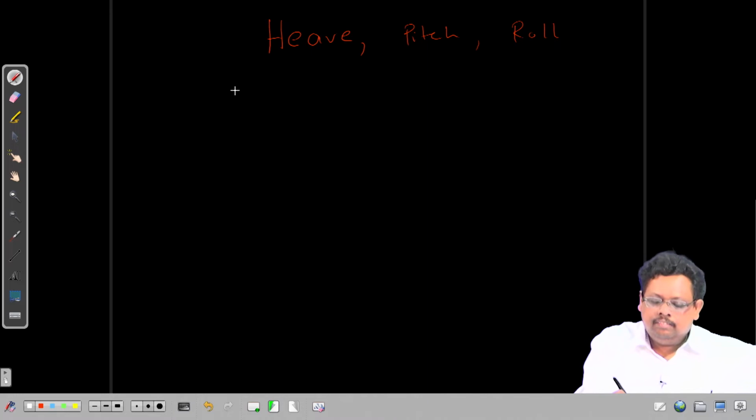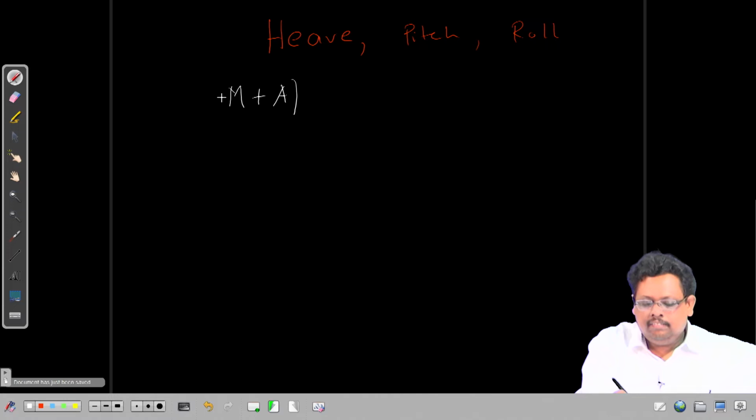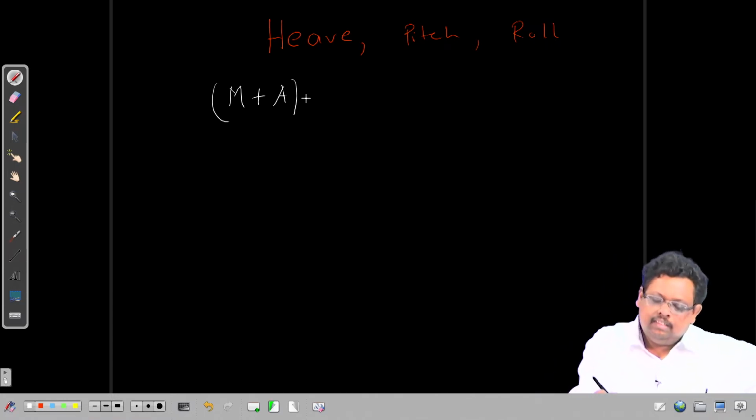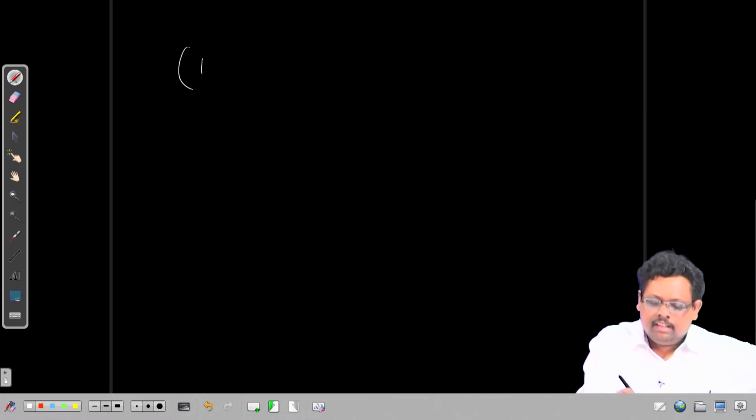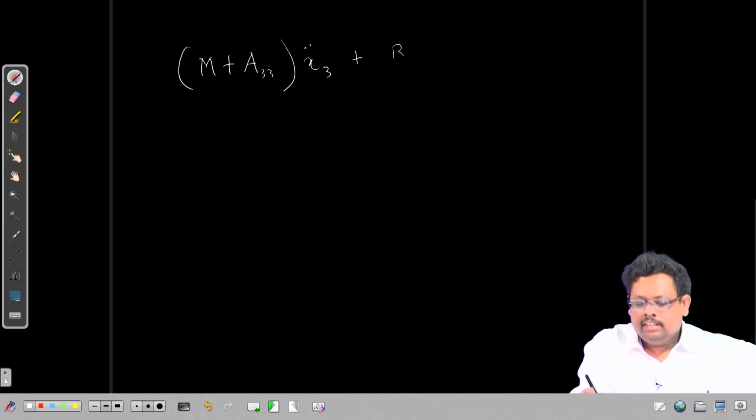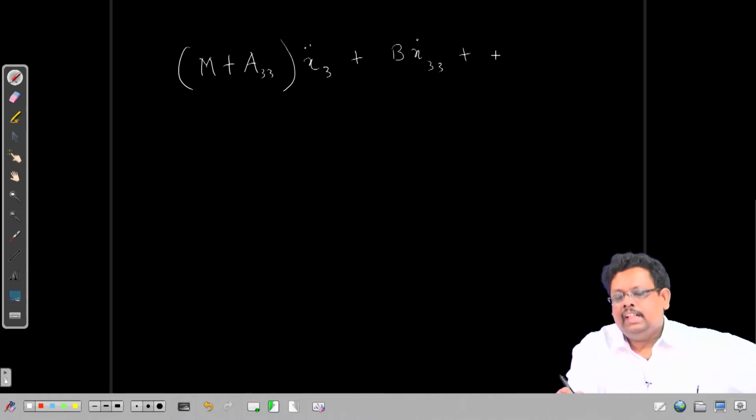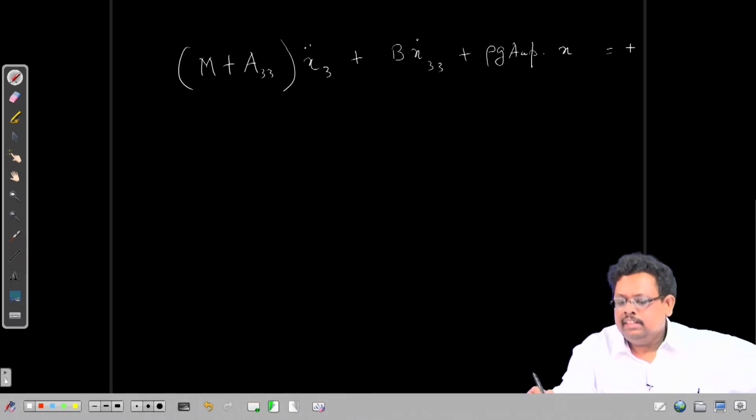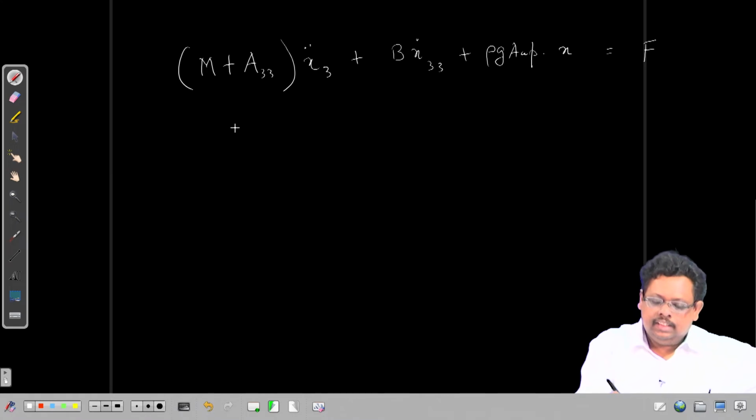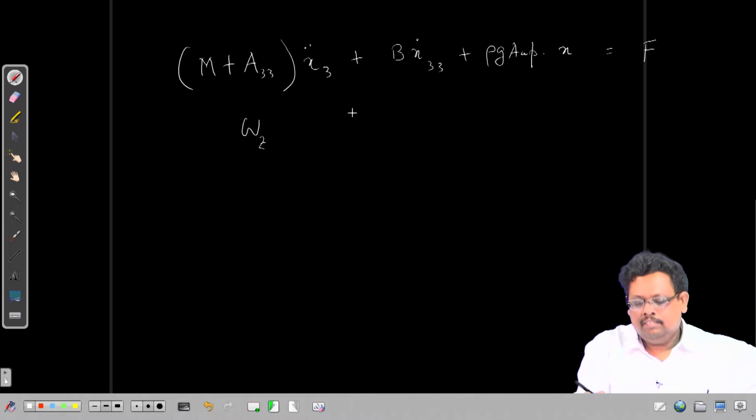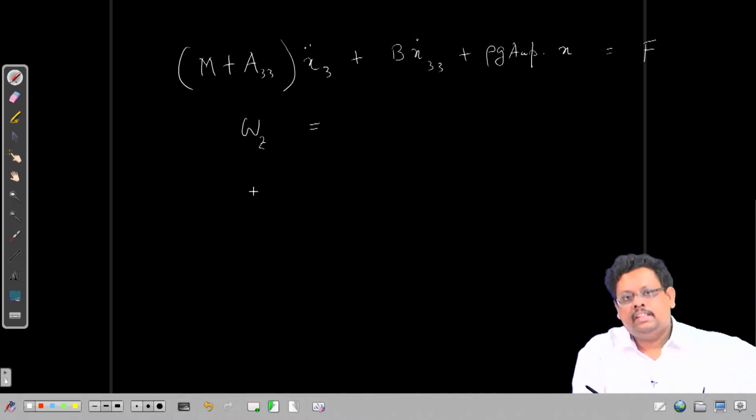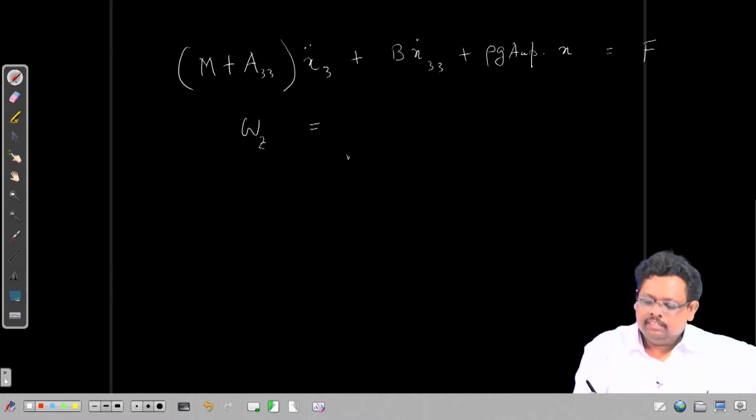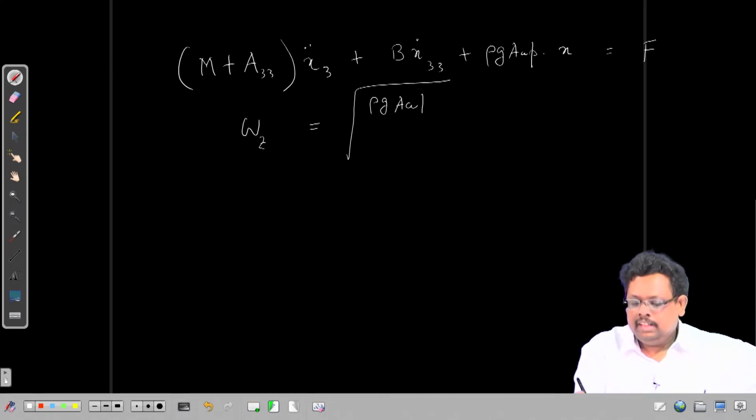Now, in heave the uncoupled equation of motion is m plus A. Now, I am not using A33, you can use A33 if you want, okay, let us make it m plus A33 into x double dot 3 plus B into x dot 3. Now, C is nothing but here rho g into A_WP, the waterplane area, into x, equal to your forcing function F. So now here you know the natural frequency for heave, that is normally called omega_z, because it is about the z direction. You can write omega_3 also if you want. This equals the square root of rho g A_WP divided by m plus A33, right.